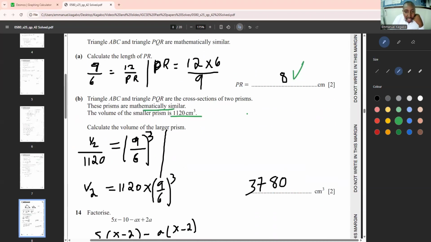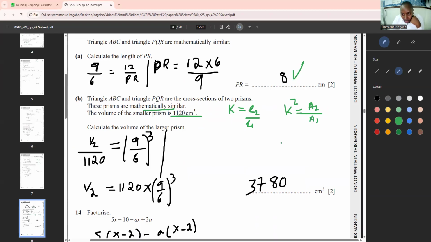Now, whenever you bring in the volume, maybe let me write the formula. When you're dealing with the length, it is the linear factor. Here I'm dealing with the length. If I'm dealing with the area, it will be the square factor. The area factor will be given by that. Area 2 over area 1. Okay?